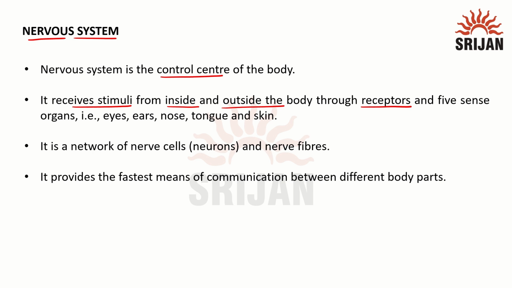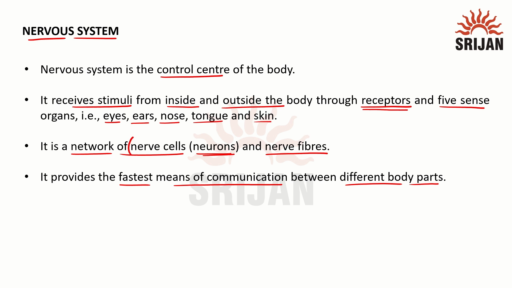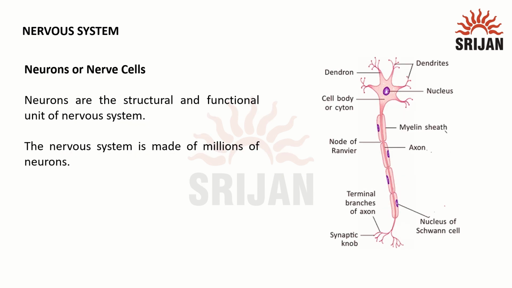So the stimulus will be received by receptors and the five sense organs, that is eye, ear, nose, tongue and skin. Now nervous system consists of a network of nerve cells or neurons and nerve fibers. So this will provide a faster means of communication between different body parts. Now the nervous system has neurons as structural and functional unit.